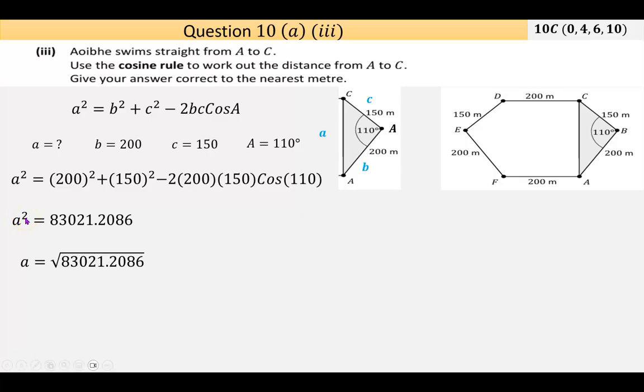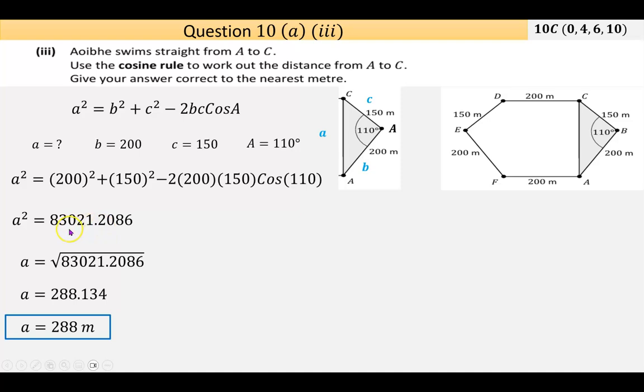The opposite of squaring is a square root. Put that through the calculator. I came out with 288.134. It does say corrected to the nearest meter. The 1 is what matters. 1 is less than 5, so the number before it stays the same. And I put in my units.